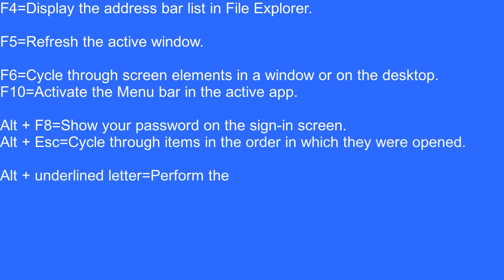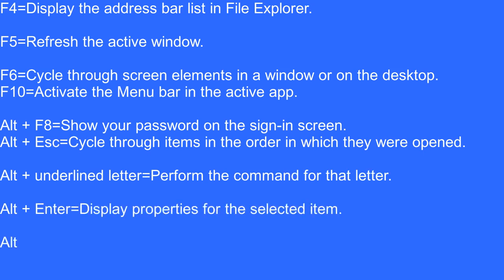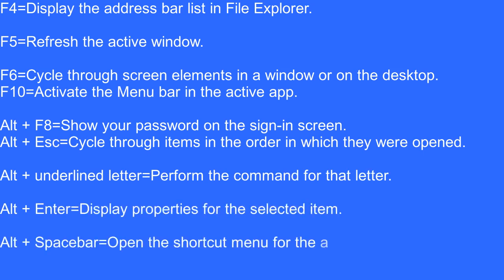Alt F8 equals show your password on the sign-in screen. Alt ESC equals cycle through items in the order in which they were opened. Alt underlined letter equals perform the command for that letter. Alt enter equals display properties for the selected item. Alt spacebar equals open the shortcut menu for the active window.